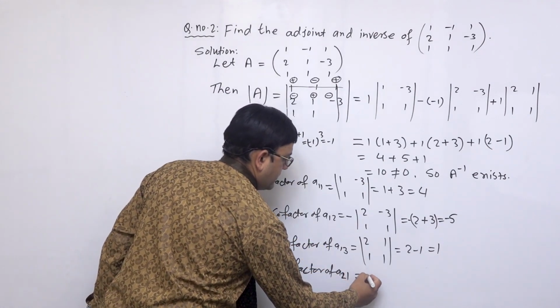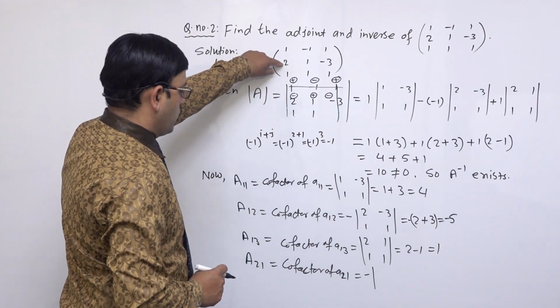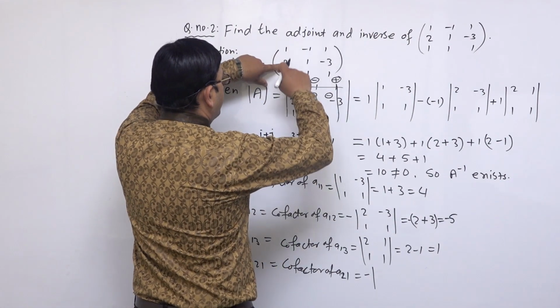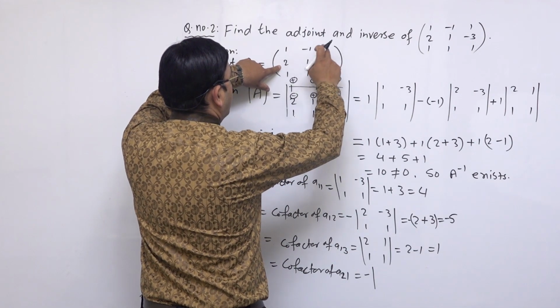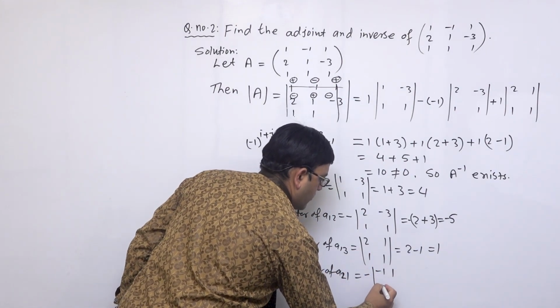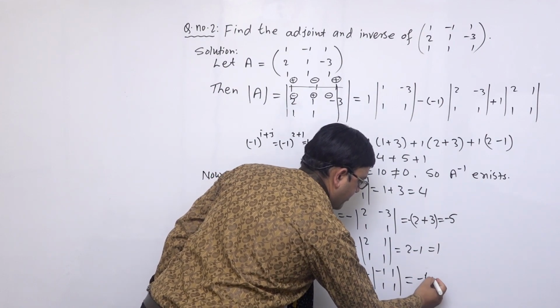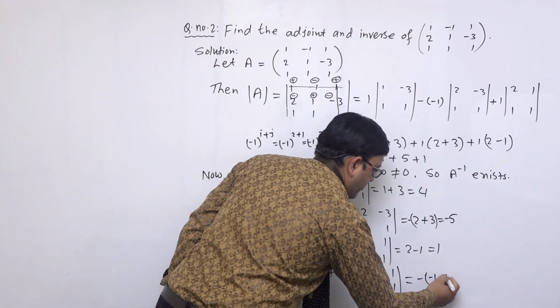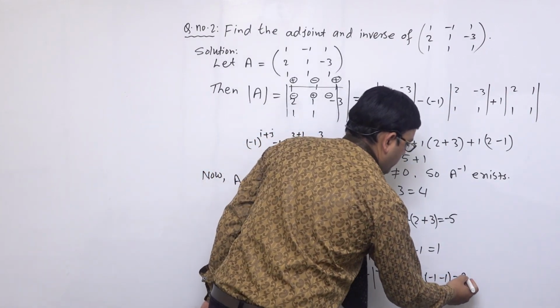So here is minus times the cofactor of 21, where this column and this row are out, leaving minus 1 1, 1 1. This is equal to minus times minus 1 minus 1, which is minus times minus 2, so it became plus 2.